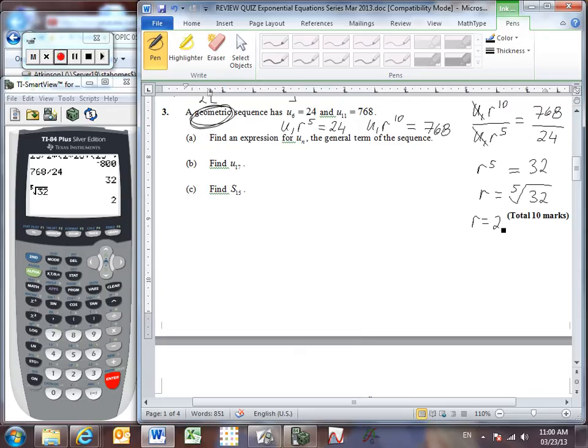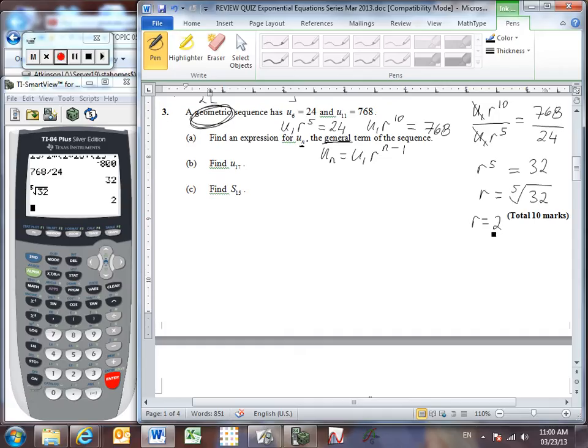Now, the question is asking us, by the way, to find an expression for un, and we know that in general un is equal to r to the n minus 1. So, that's not right, sorry, it's equal to u1 times r to the n minus 1. So we have to find not only the r value, but we also have to find the u1 value. I don't need to find the value of n because I'm supposed to leave it in terms of n, the general term. Alright, so now I've got my r equals 2.